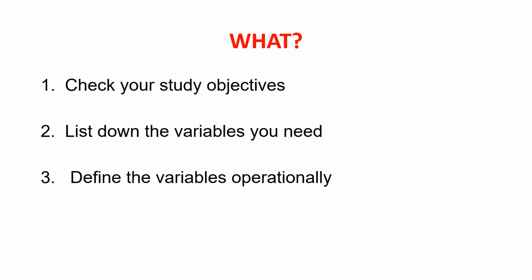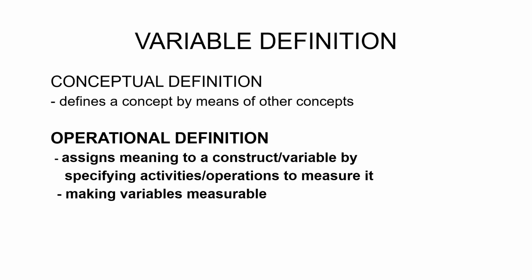The third feature under what data to collect calls for defining variables operationally. The usual way to define variables is through the notion of conceptual definition. Dictionaries and textbooks provide us with conceptual definitions. While conceptual definition tells you what the construct means in theory, operational definition tells you how to measure it. It assigns meaning to a variable by specifying activities or operations to measure it. With operational definition, it ensures common understanding and consistency in measurement.